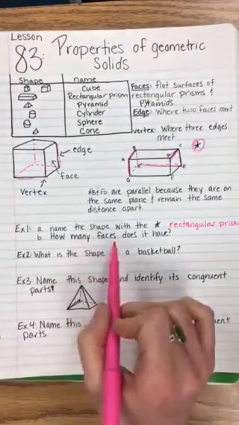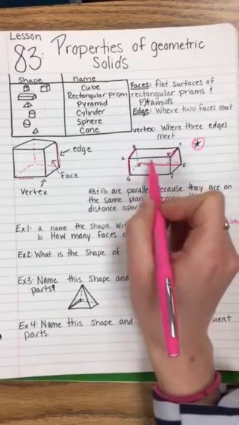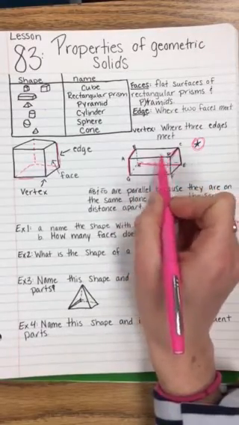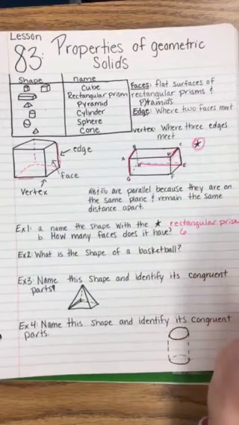And B, how many faces does it have? Let's count the faces. There's 1, 2, 3, 4, 5, and 6. So there are 6 faces on a rectangular prism.